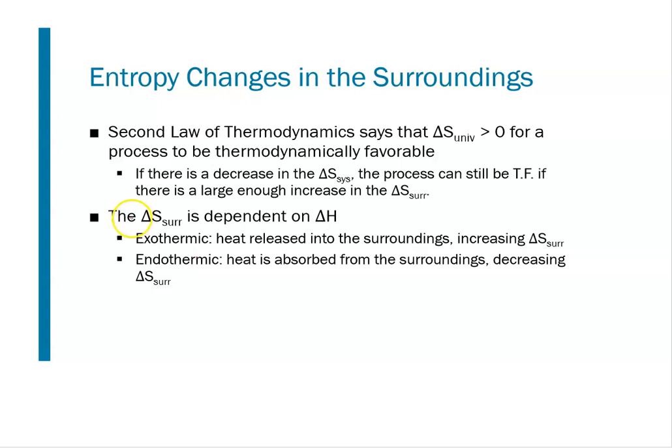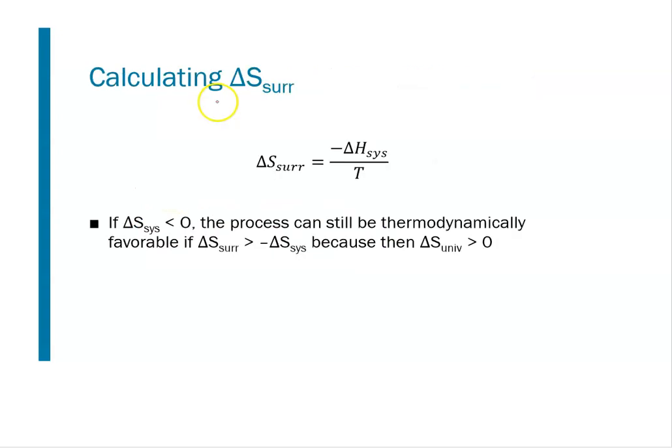So what we find is that delta S of the surroundings is dependent upon delta H, and we can actually use that delta H value to calculate what the delta S of the surroundings is. All right, so the delta S of the surroundings is going to be the negative delta H of the system over the temperature, which makes sense, right?